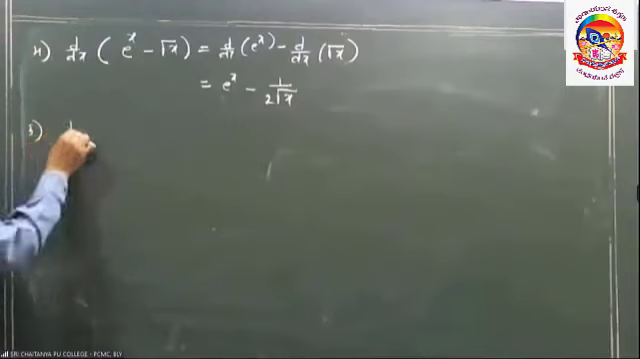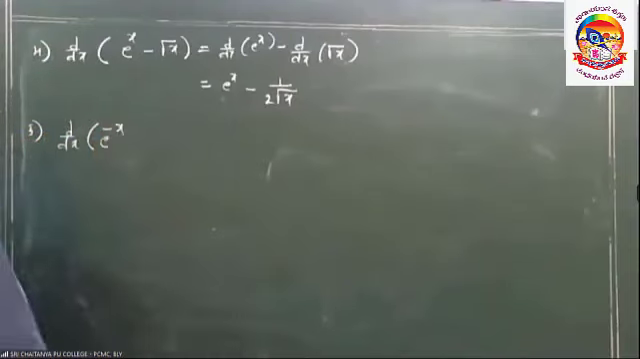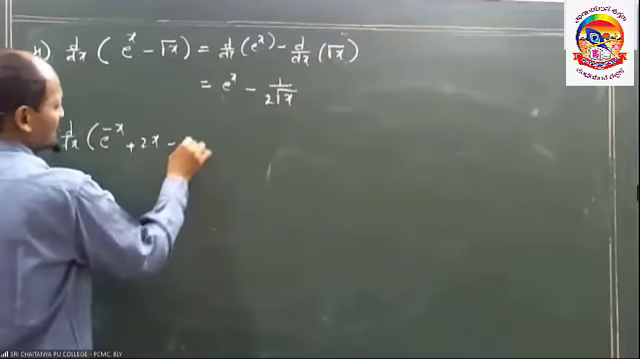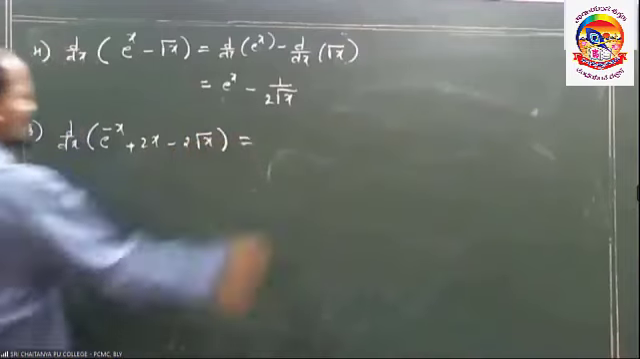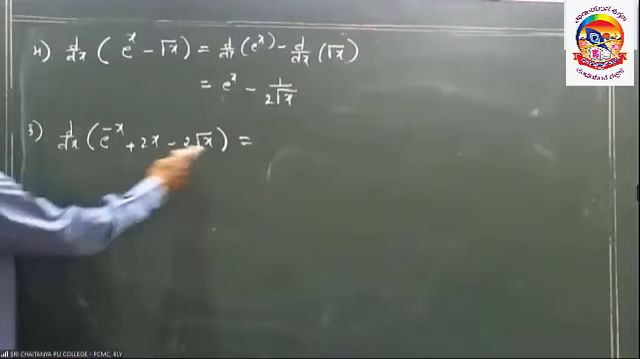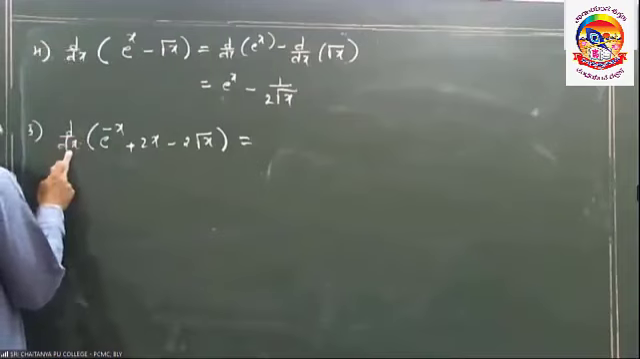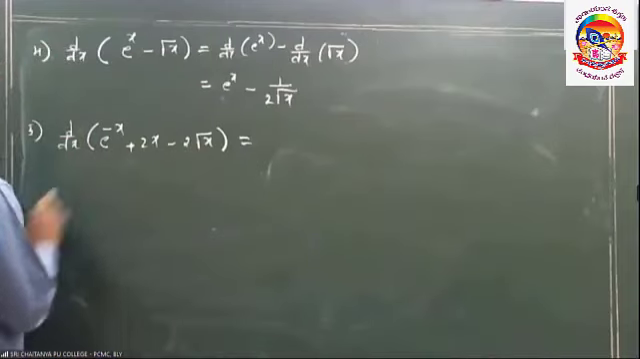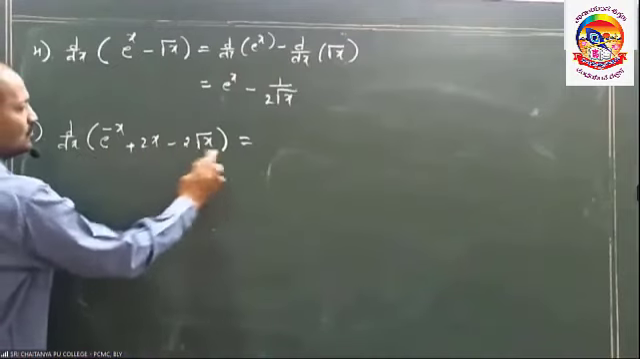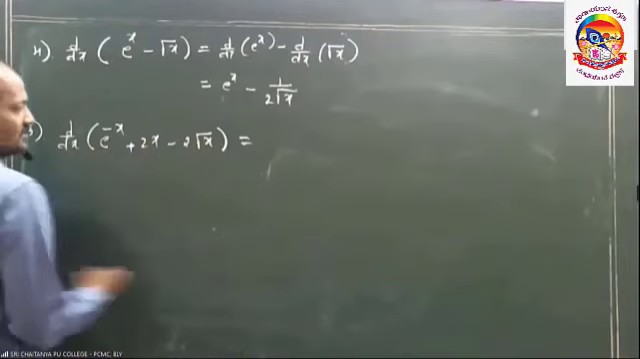Next, find the derivative of e power minus x plus 2x minus 2 root x. So this is a derivative applicable for three functions. e power minus x is one function, 2x is another function, and 2 root x is another function.